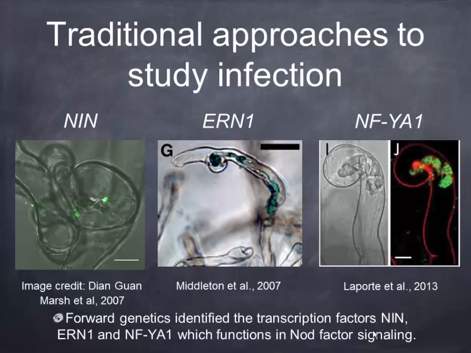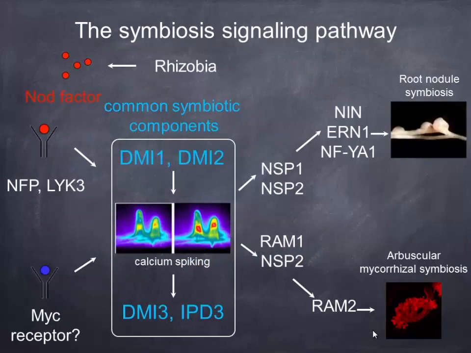And many of these components have been identified using traditional forward genetics techniques, and three examples are NIN. This mutant can't make any infection threads, so it can't deliver those bacteria to the growing nodule. ERN1 forms these branched infection threads, which never really make it to the base of the root hair. And likewise, the NFYA1 mutants form aberrant infection threads too. And here they are in the pathway.